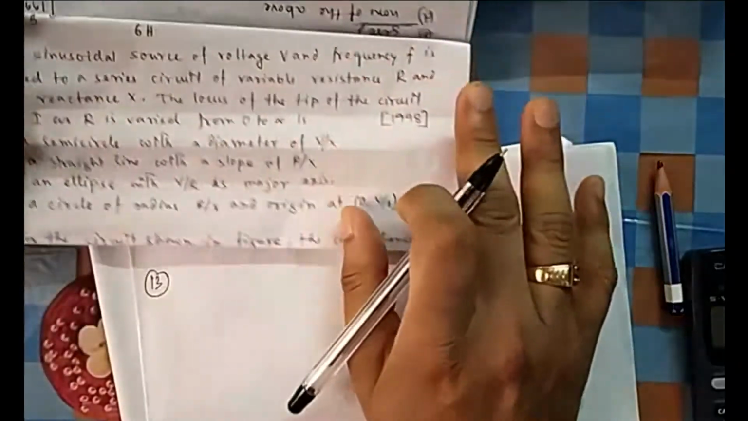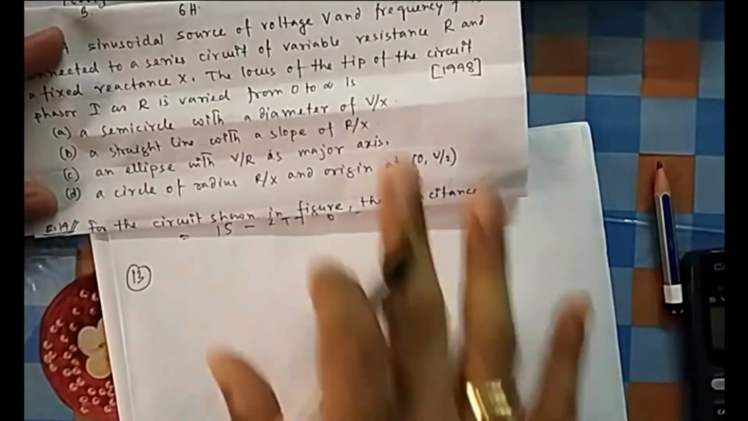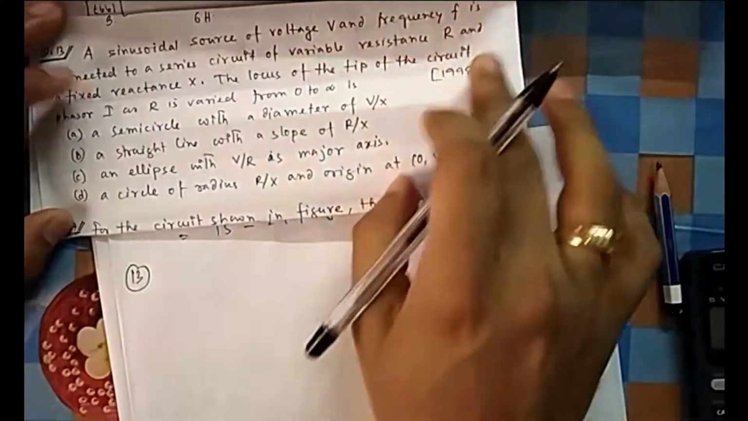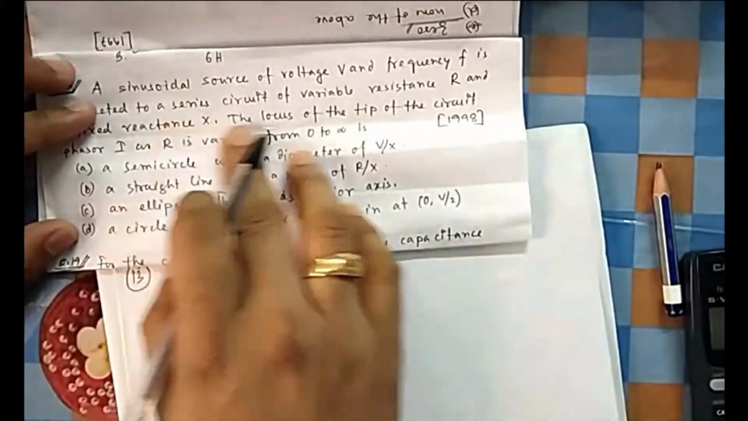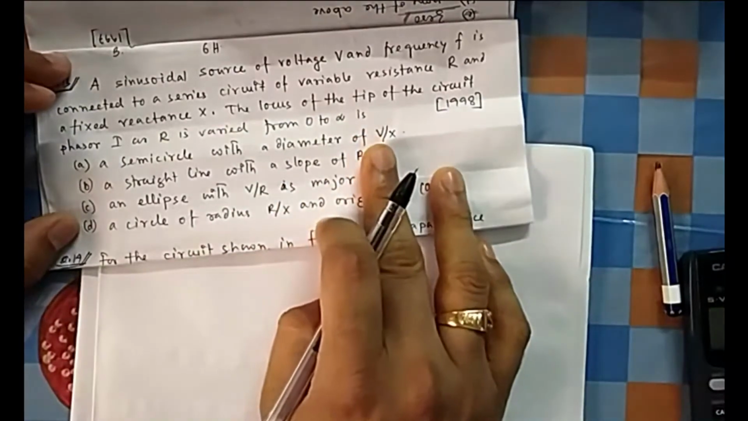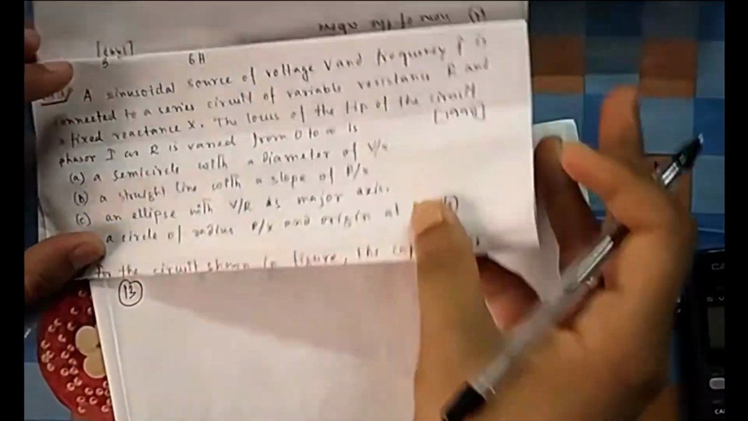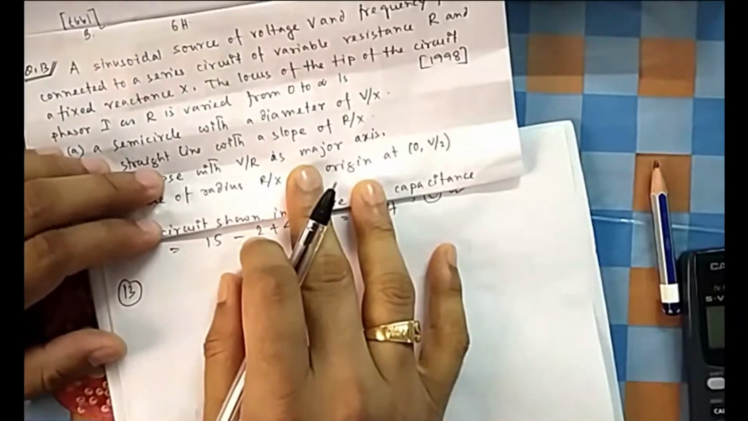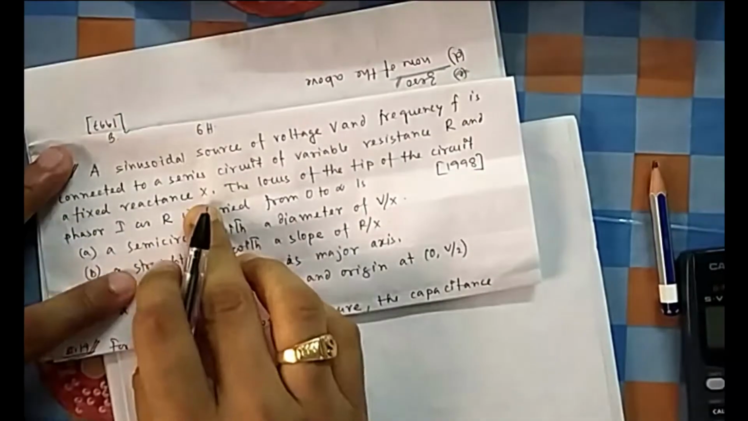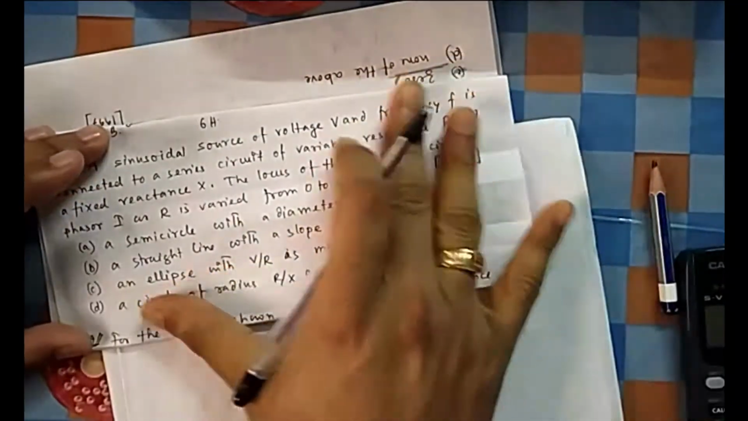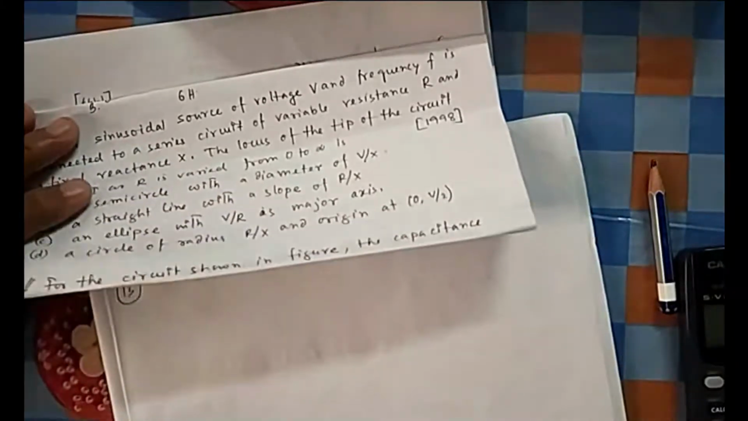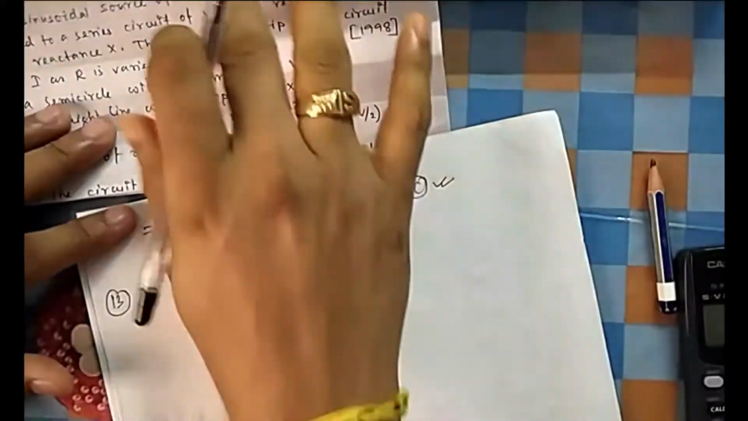A sinusoidal voltage source of voltage V and frequency F is connected in series with a circuit having variable resistance R and a fixed reactance X. What is the locus of the tip of the circuit phasor I as R is varied from 0 to infinity? So F is fixed, that means the reactance X is also fixed. They have not mentioned whether it is capacitive or inductive, so let us take inductive; we can replicate this for capacitive also.